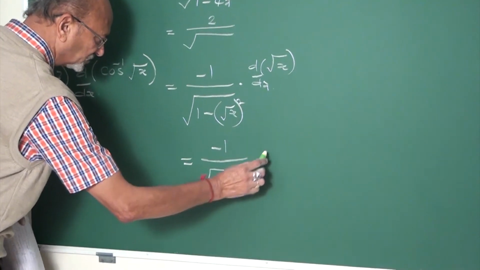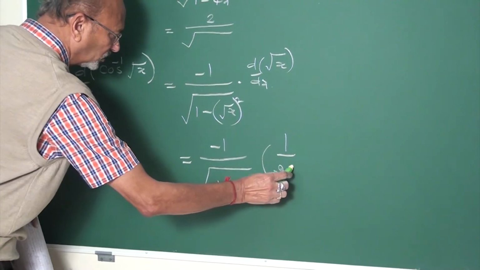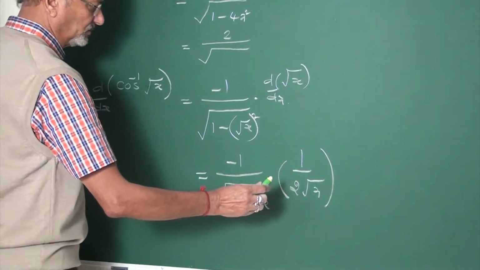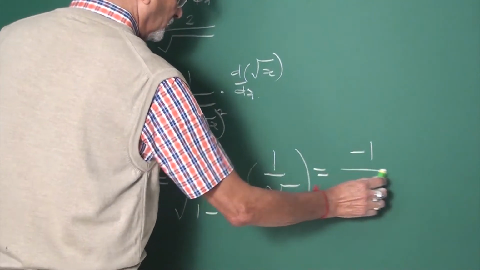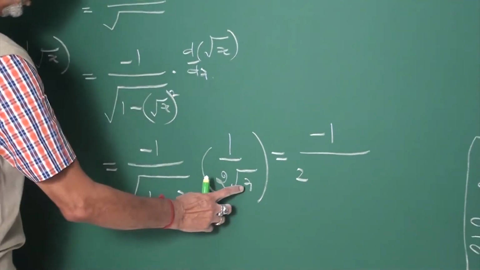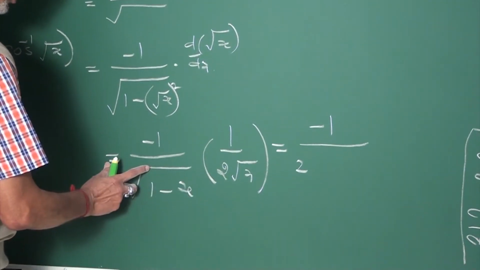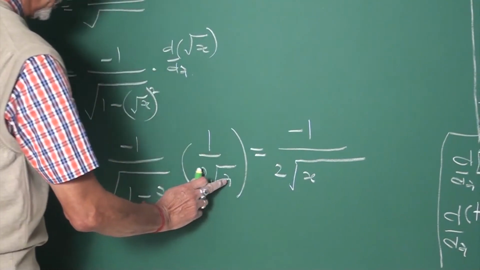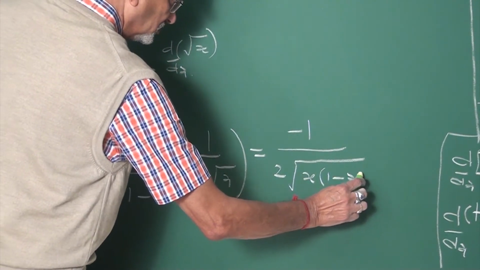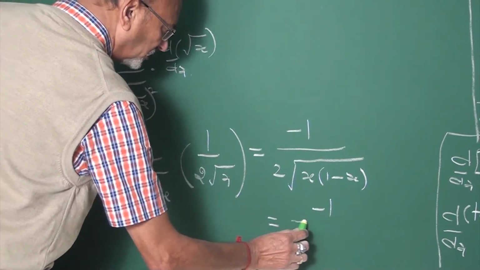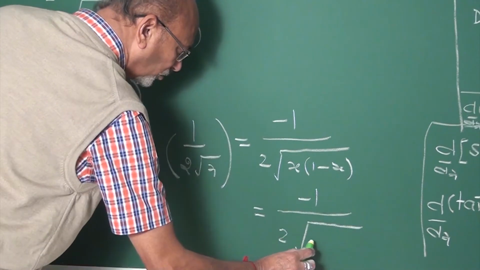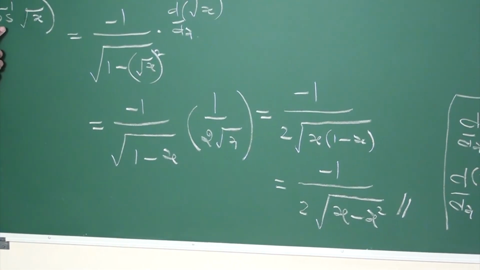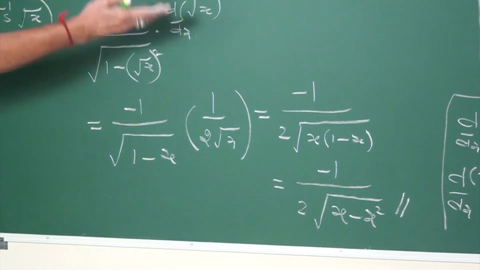It is minus 1 upon root 1 minus x into the derivative of root x, which is 1 upon 2 root x. If you want, you can simplify it. It is minus 1 upon 2 times root x with root 1 minus x, total root of x into 1 minus x. This can be written as minus 1 upon 2 into square root of x minus x square. This is the derivative of cos inverse root x. Yes, my friend, those formulas will apply.